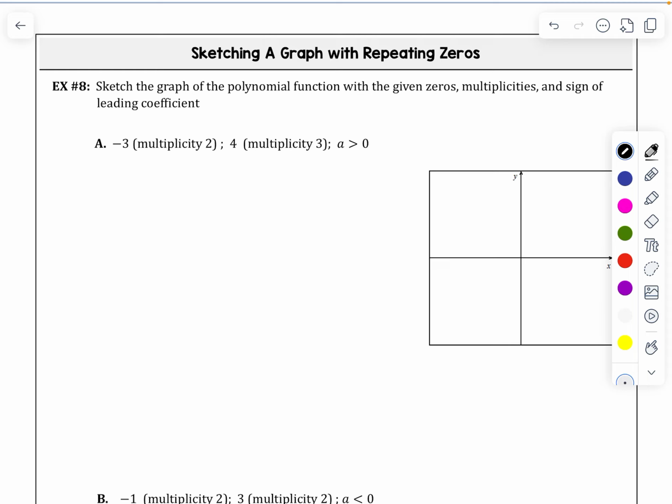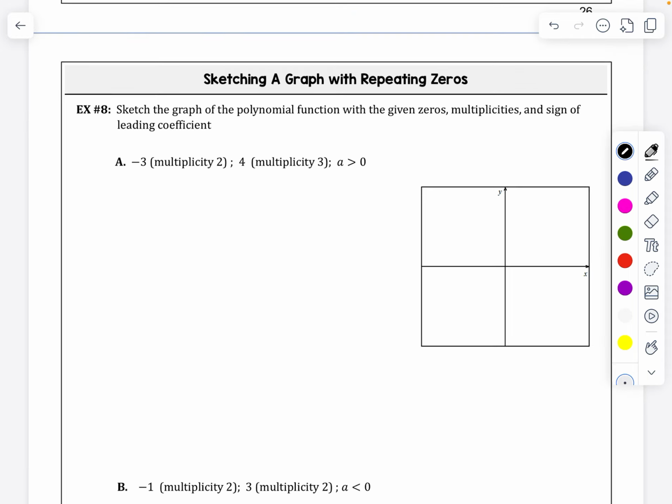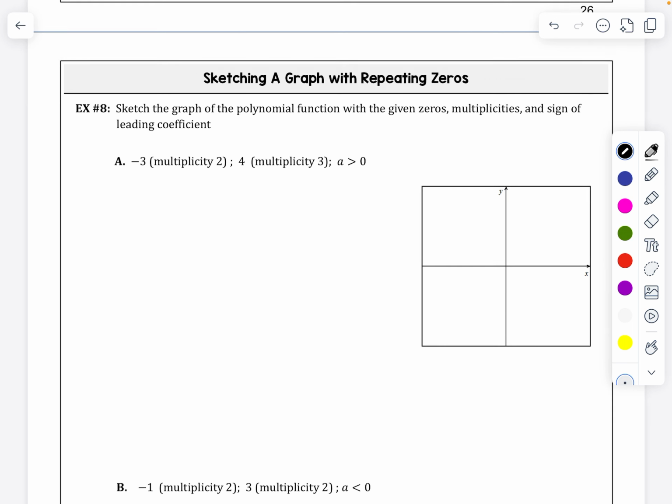example number 8. This is going back to what we learned in another section. So we're going to sketch the graph of the polynomial function with the given zeros, multiplicities, and sign of the leading coefficient. We know that -3 is a 0 with a multiplicity of 2, 4 is a 0 with a multiplicity of 3, and a is positive. So here's what this means.